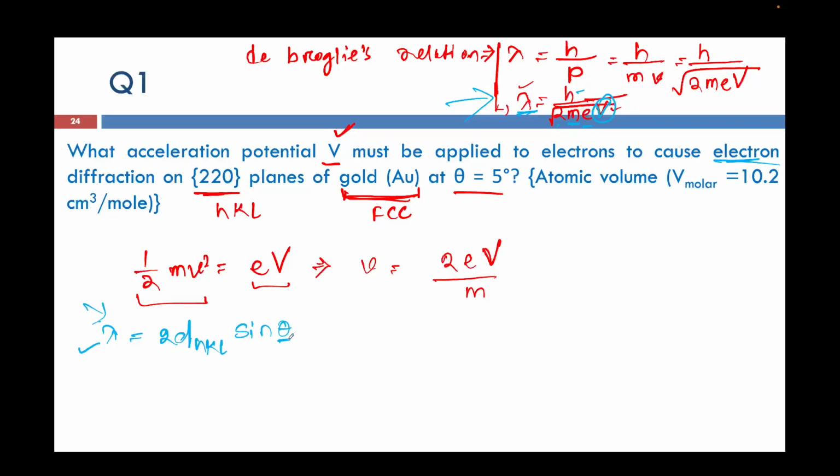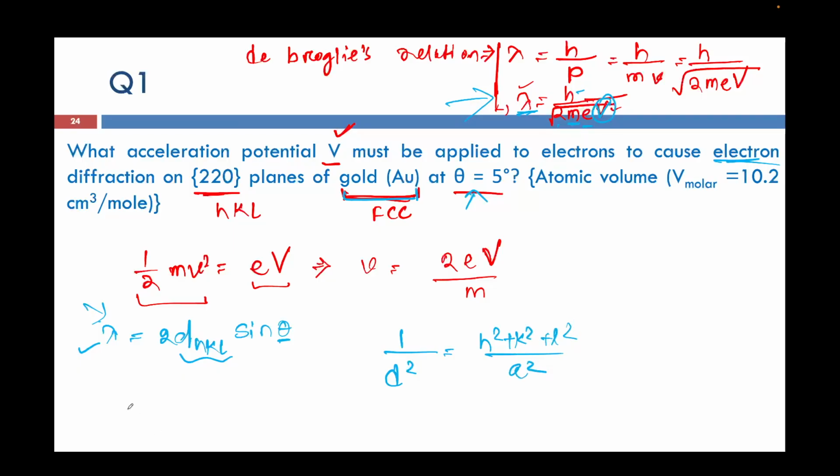So theta is given directly, 5 degree. Now d_hkl is not given. So how do I calculate d_hkl? I have told here this is a cubic material, that means FCC. So I have to put the equation for getting d: 1 by d square is equal to h square plus k square plus l square divided by a square.